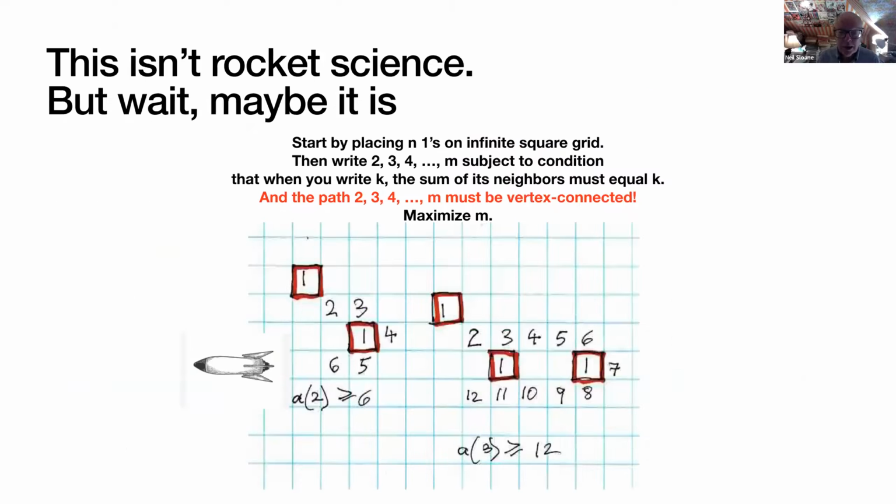And while I was making that slide, I thought, I'm sorry if you already heard me say this, I said to myself, this is like accelerating a rocket. Of course, you would say this isn't rocket science, but maybe it is. And so the constraint is: do the same problem, but require that the stones that you place down, 2, 3, 4, 5, and so on, are in a path which is connected, vertex connected. And then how far can you get?